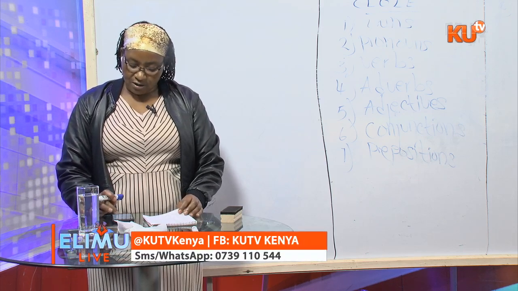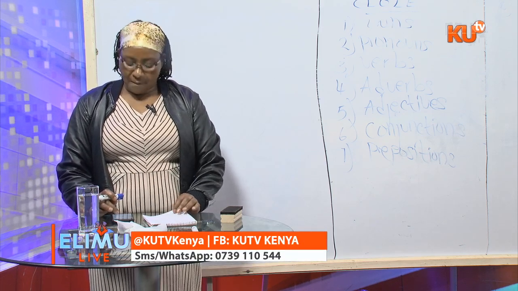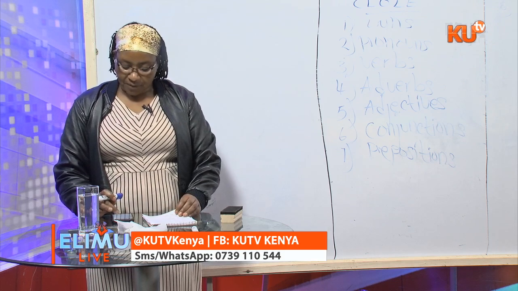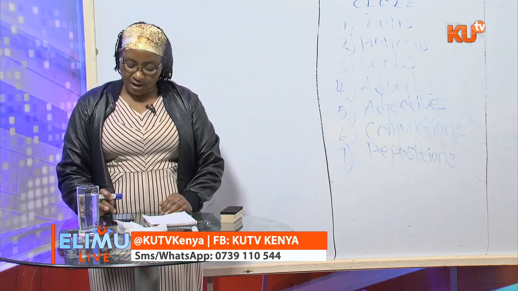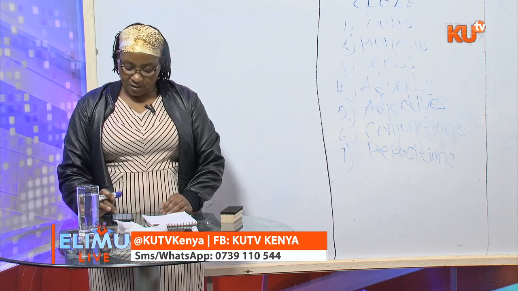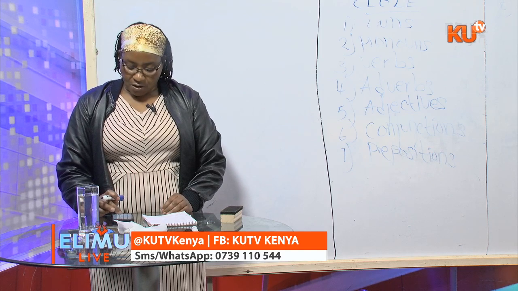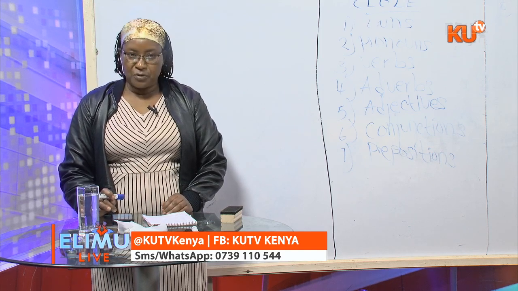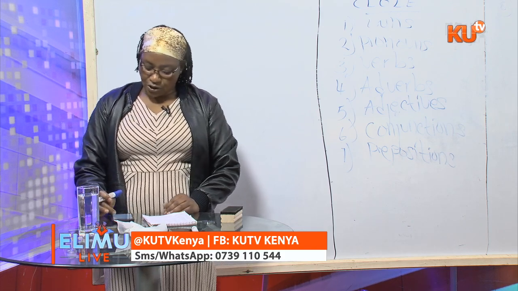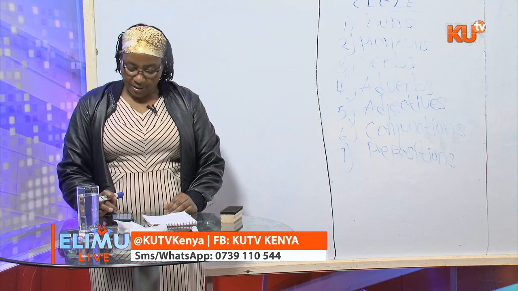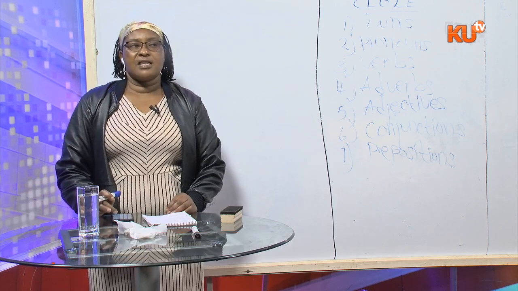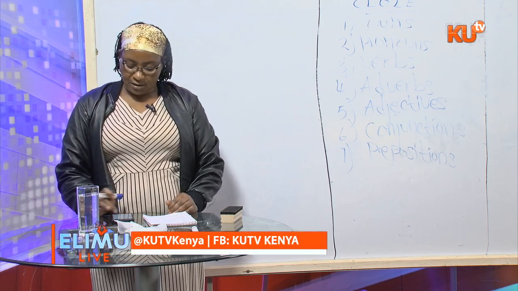Topic number 7, transport. Topic number 8, environment. Topic number 9, diseases. Topic number 10, accidents and road safety. 11, everyday activities. 12, occupations. 13, communication. 14, sports. 15, technology. 16, animals. 17, climate and disasters. Those are the 17 topics which are taught in class 3.